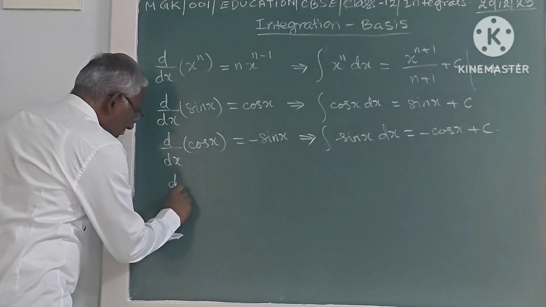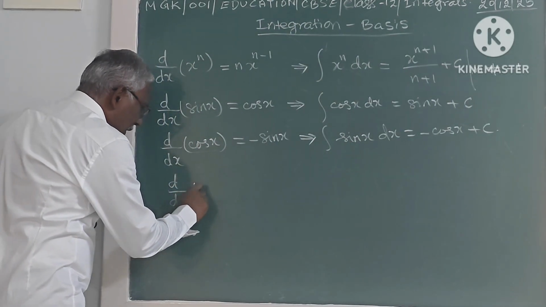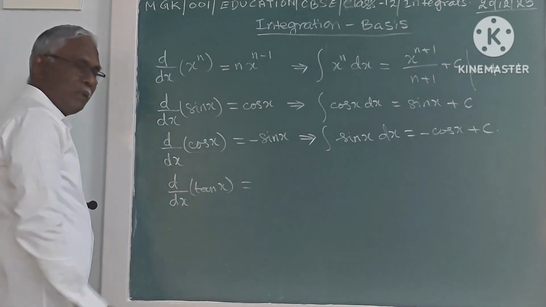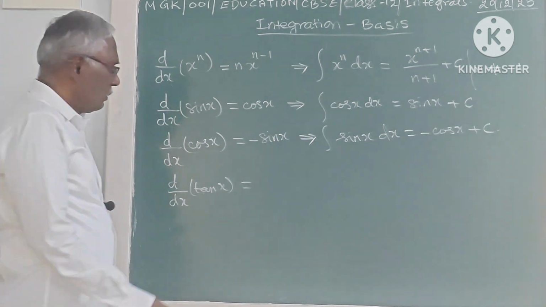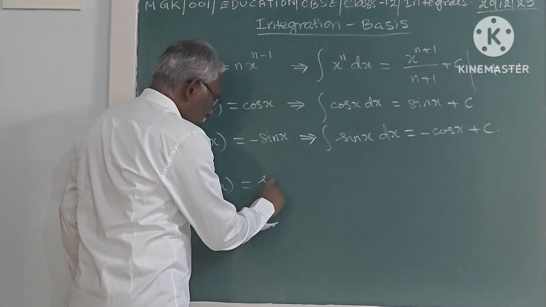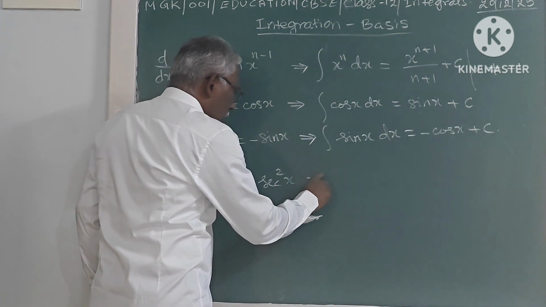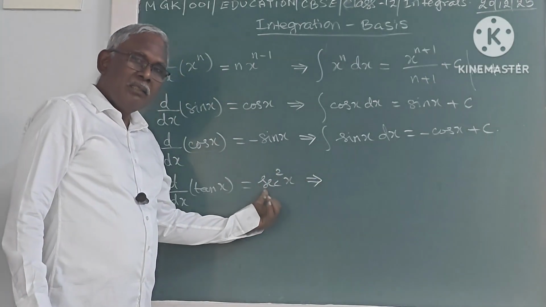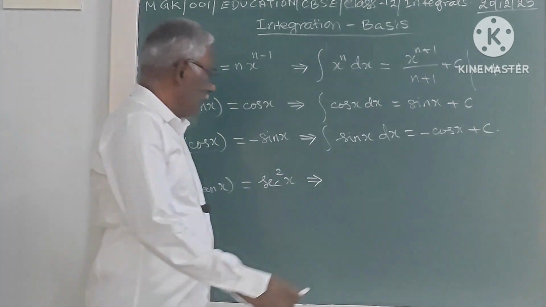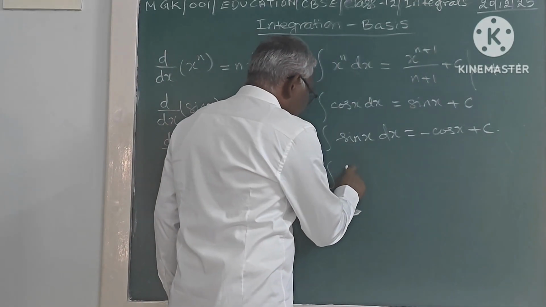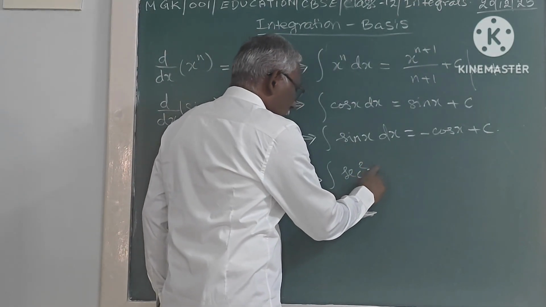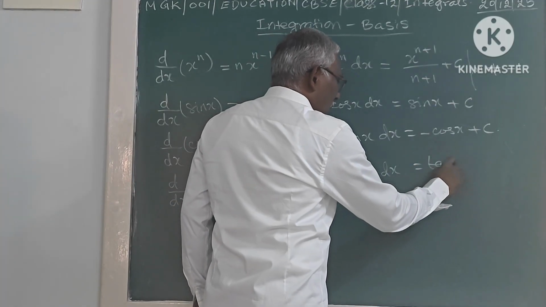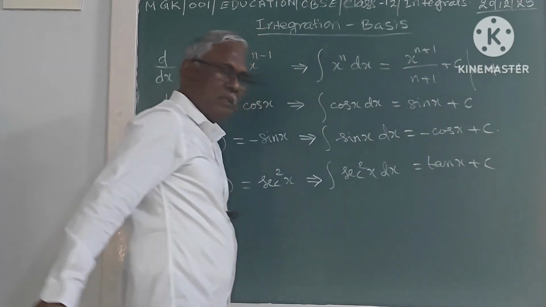If we differentiate tan x with respect to x, what will we get? Secant square x. That means if we integrate secant square x, we will be getting tan x. That is integral secant square x dx is equal to tan x plus constant.